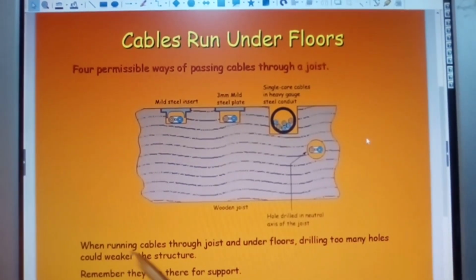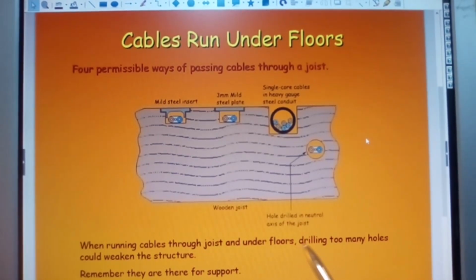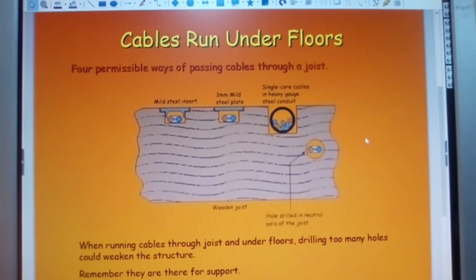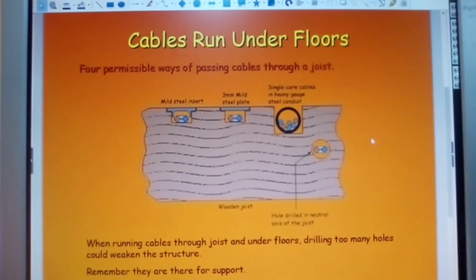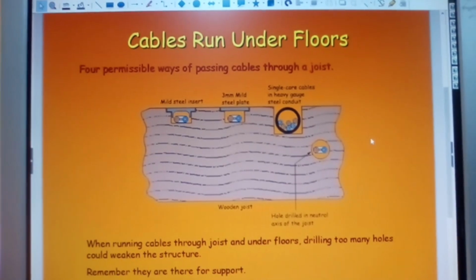When running cables through joists and on the floors, drilling too many holes could weaken the structure. Remember, they are there for support. It's important that you do not weaken that structure.